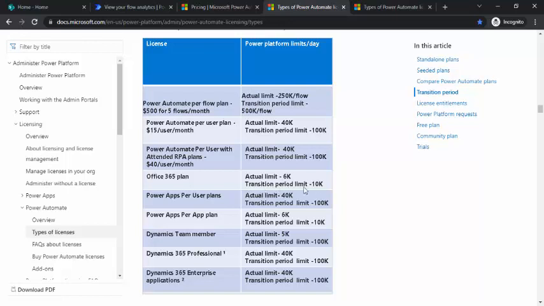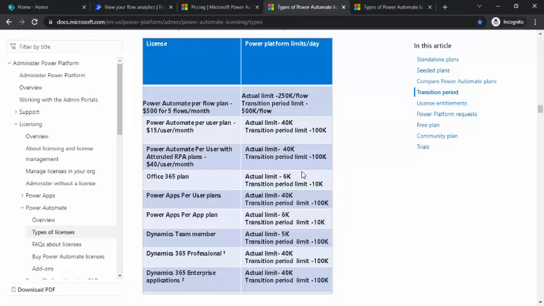But what is this transition period? This transition period exists because Microsoft has not reached the entire rollout of these plans. So they have kept this transition period limit up till, I think, the second quarter of 2022. The transition period is not a hard stop. Like at 6K, your flows would not just stop. It may go beyond 7, 8, 10K. But surely after the transition period is done, you should consider this actual limit as your hard limit.